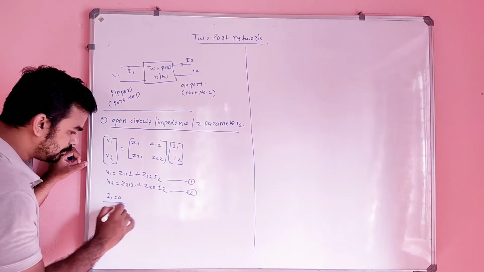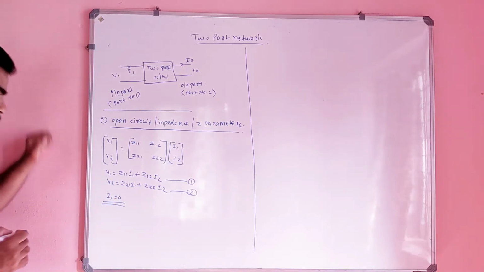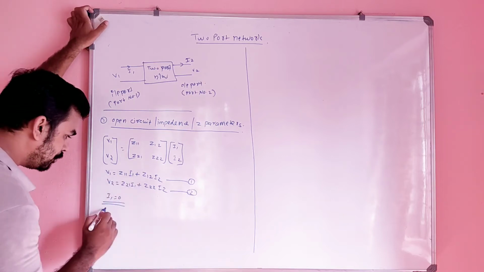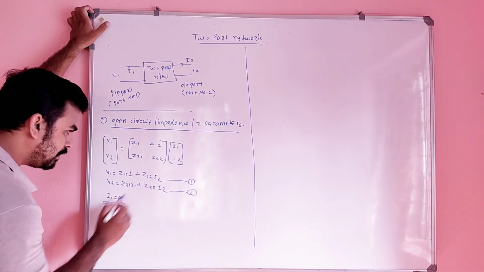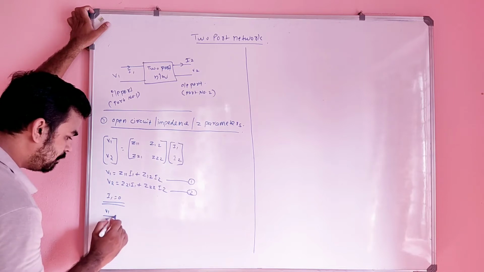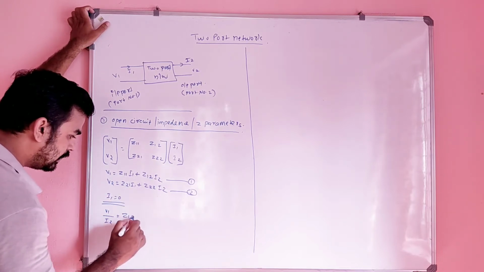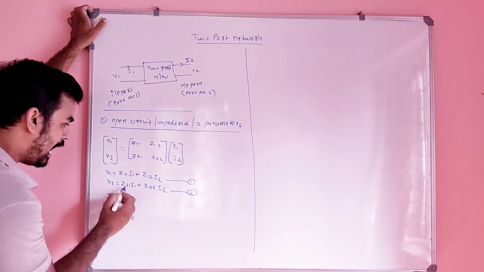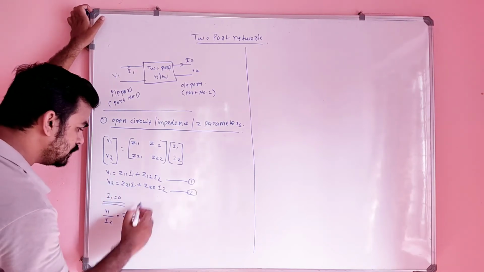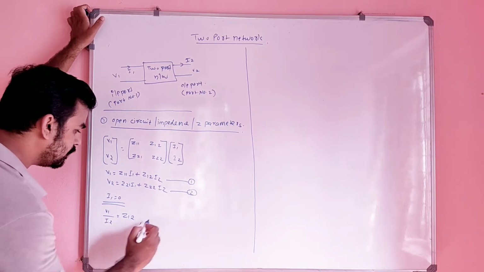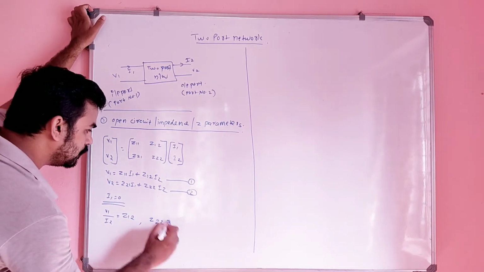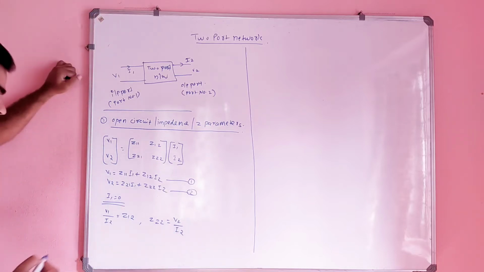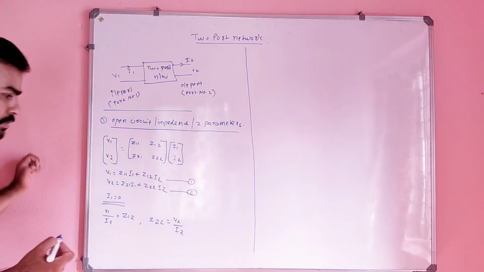Let I1 equal to 0. Then in equation 1, we can write V1 by I2 will be equal to Z12. And in equation number 2, if I1 is equal to 0, Z22 will be equal to V2 by I2. So that is the condition for I1 equal to 0.